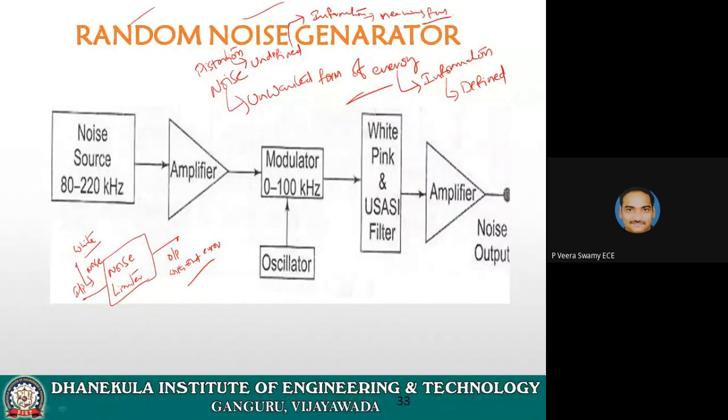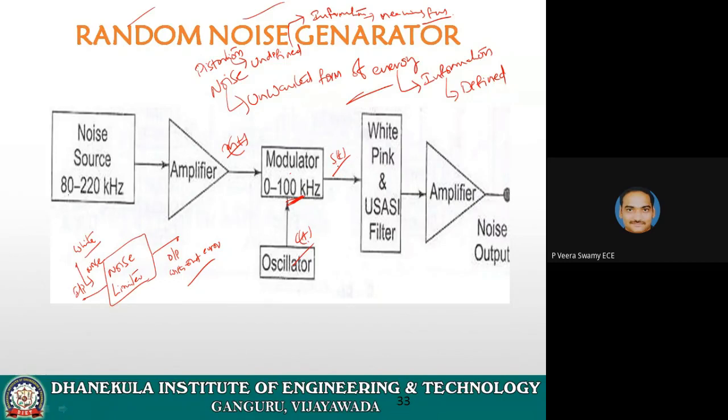See here, it's a block diagram of a noise source. Here we are generating 80 to 220 kilohertz, but basically we need only 100 kilohertz. That means it's a 100 kilohertz modulator. Of course, this noise source acts as m(t), and this oscillator acts as c(t). This modulator produces s(t). This is nothing but the message signal, this is the carrier signal, this is the modulator, and it produces the modulated signal.